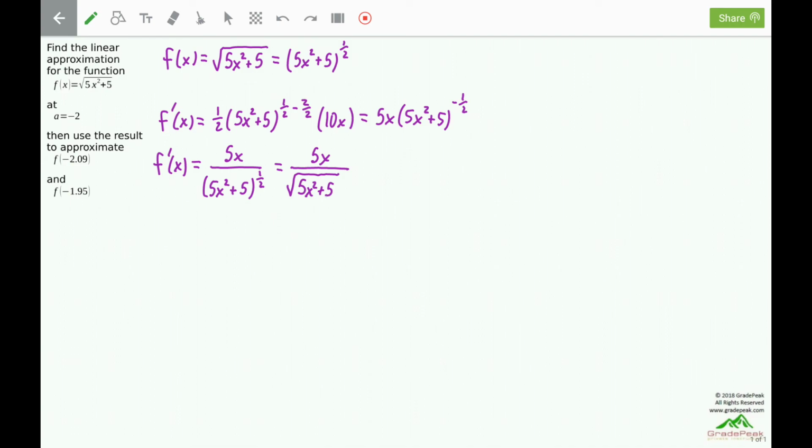The next thing to do is evaluate f at the a value of negative 2. So f of negative 2, which gives the square root of 5 times negative 2 squared plus 5. Negative 2 squared is a positive 4. Five times 4 is a 20 plus 5, and 20 plus 5 is 25. So we have the square root of 25, which comes out to 5.